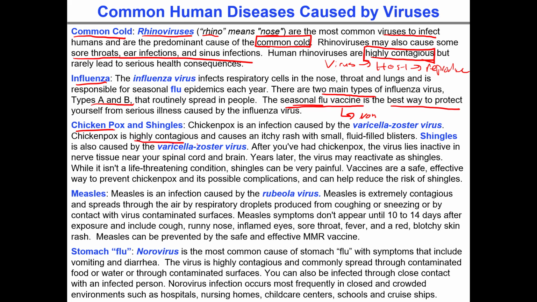Chickenpox. Super contagious. Typically, you get an itchy rash, and it's going to have small fluid-filled blisters. They're typically going to be very mild, especially when you're younger, but once you get a lot older, they can be much more severe. Measles is going to be another type of virus caused by the rubella virus. Again, extremely contagious, and in this case, it's not going to appear until 10 to 14 days after exposure. Stomach flu, norovirus. The norovirus can cause vomiting and diarrhea, highly contagious, and you typically get this through contaminated food or water.